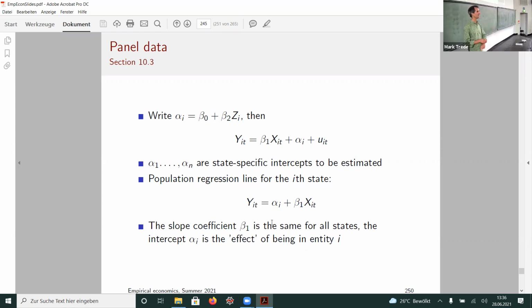Strange term, but it's correct. So such a fixed effects regression would not work for estimating discrimination.